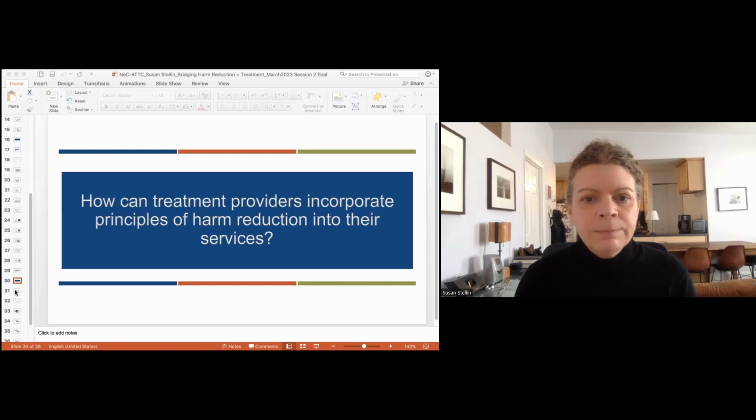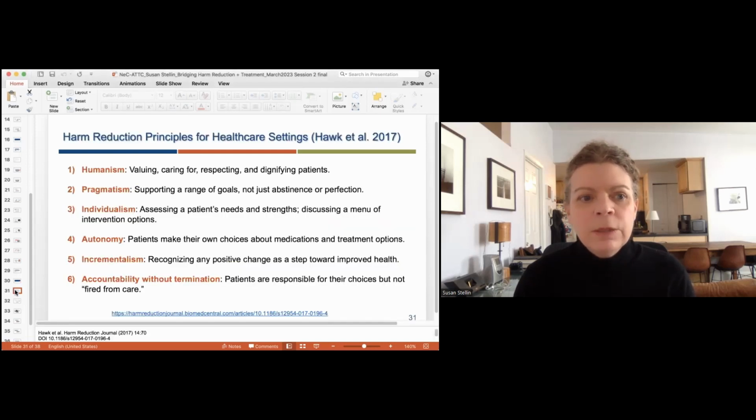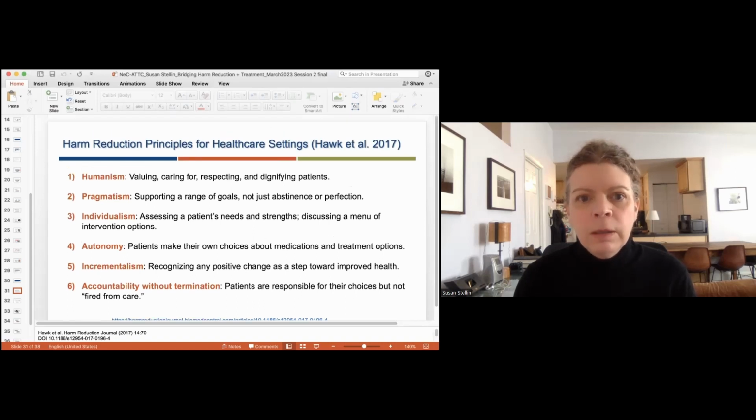Great. Some of these have been mentioned, but this is an overall set of harm reduction principles for healthcare settings that I came across and thought really encapsulated a lot of ways of thinking about this more broadly. The first one is humanism. That idea of respect and dignity has been absent from treatment in some settings historically, where it's been more about punishment. So really taking that idea of caring for and respecting patients.